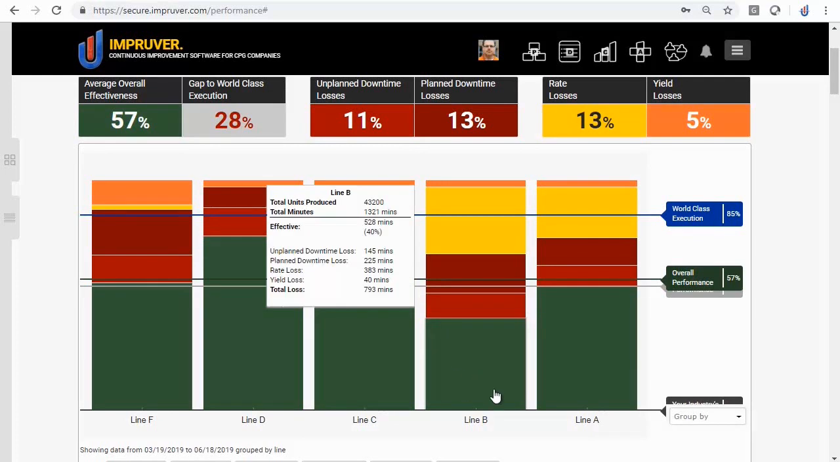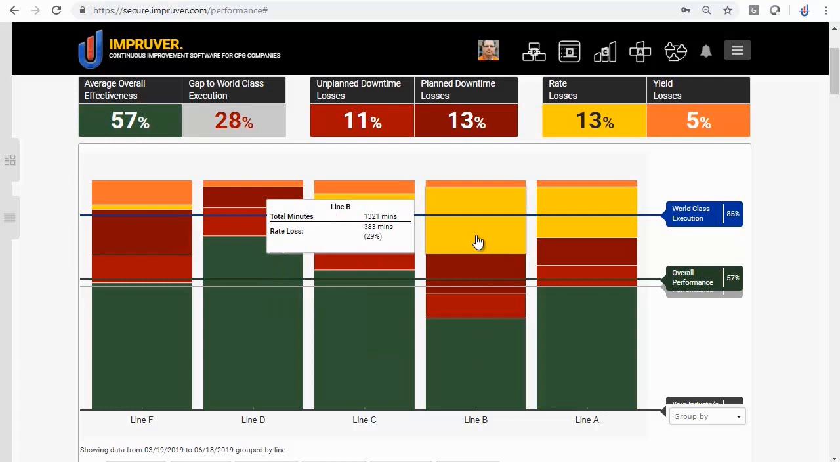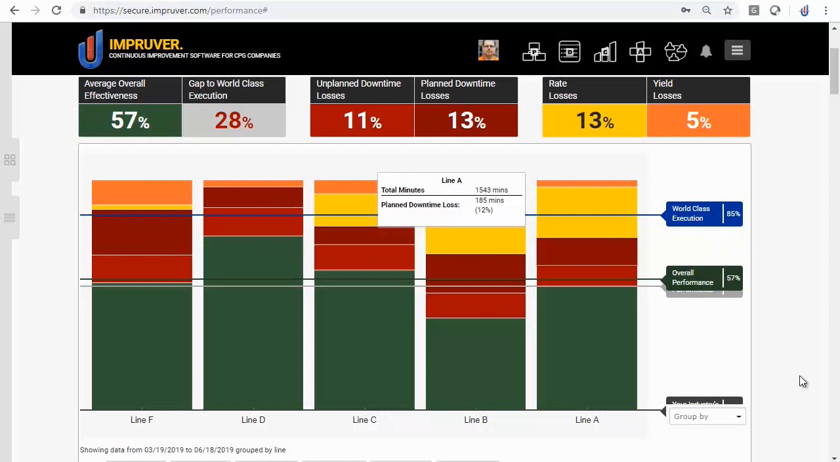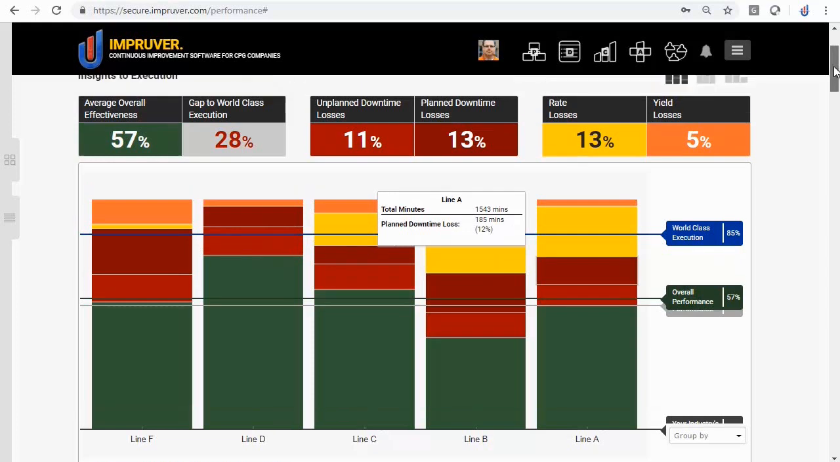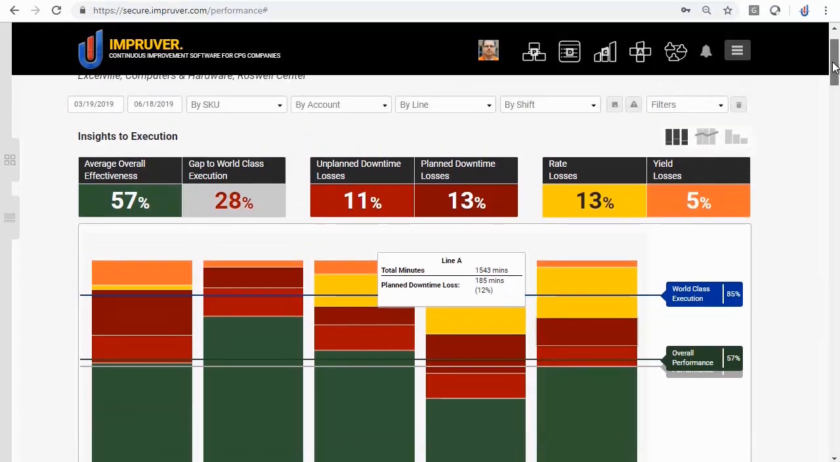For example, if you're a manager, you're probably looking at line B and thinking, we have a lot of rate loss on this line. Why is that? Let's maybe launch some Kaizen, some problem solving, some improvement activity against line B's rate loss and understand what's driving that. Just for example, so these are some of the things that the Impruver Analytics tool can tell you.